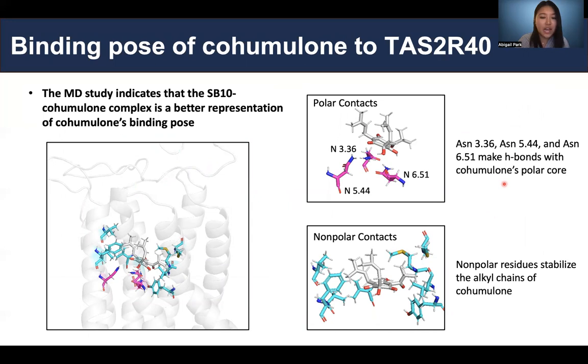And so this is just a close-up of what the binding pose looks like. This is the final binding pose of cohumulone to TAS2R40 after the 10 nanoseconds of molecular dynamics at 310 kelvins. And cohumulone is making hydrogen bonds with these 3 asparagines in pink. And these contacts are maintained throughout the entire trajectory, and they stay between 2 to 4 angstroms. And then in blue, you can see the nonpolar residues that are stabilizing the alkyl chains of cohumulone.